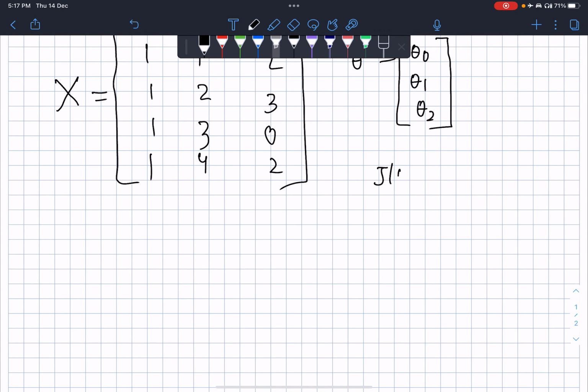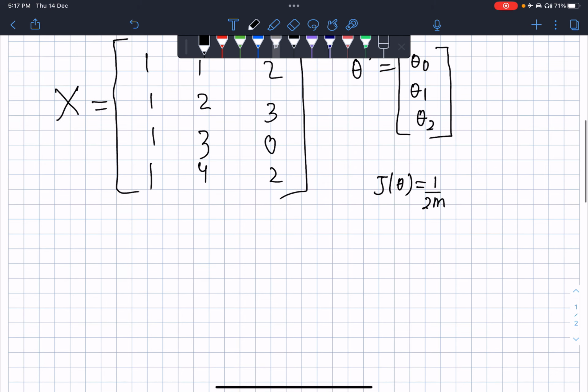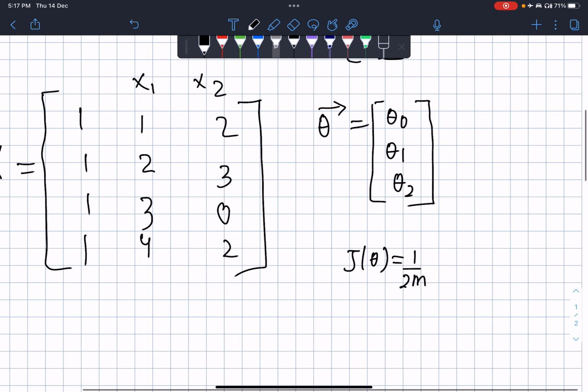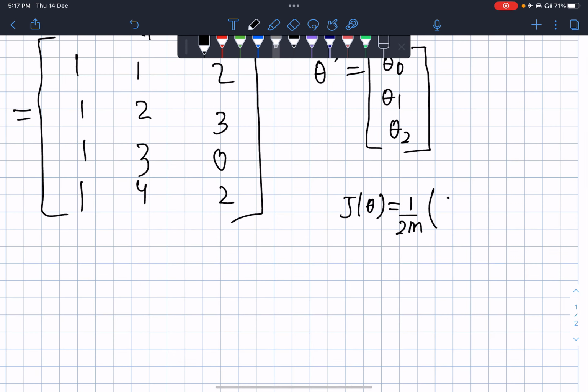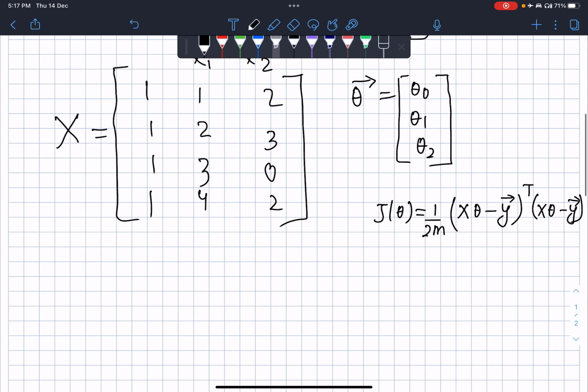So we have theta, with 1 over 2m, where m is the number of examples, which is 4 here. We multiply this with this, and this vector is our real value. We'll transpose it and multiply. So let's do the procedure.